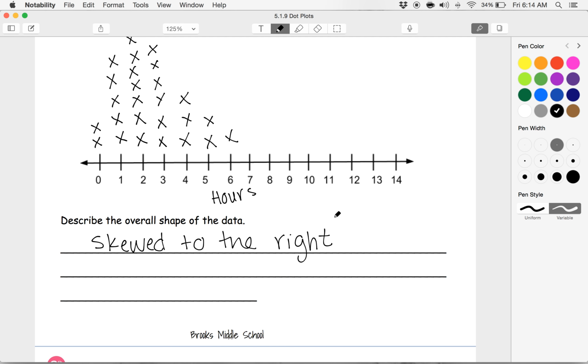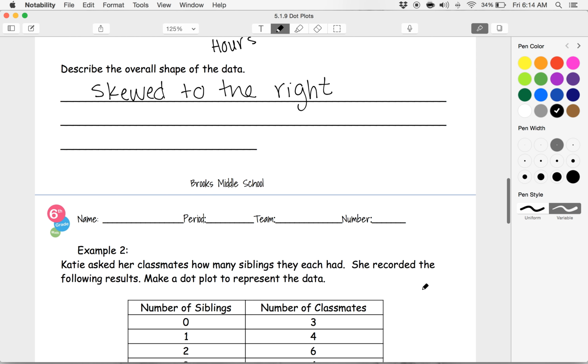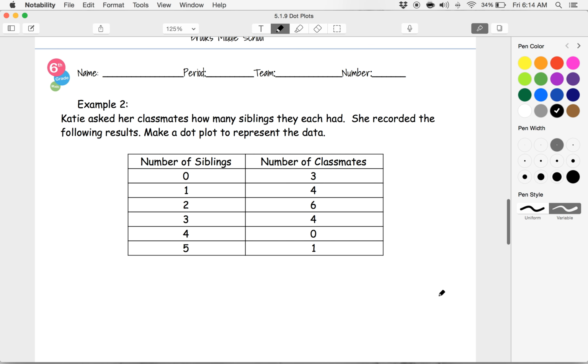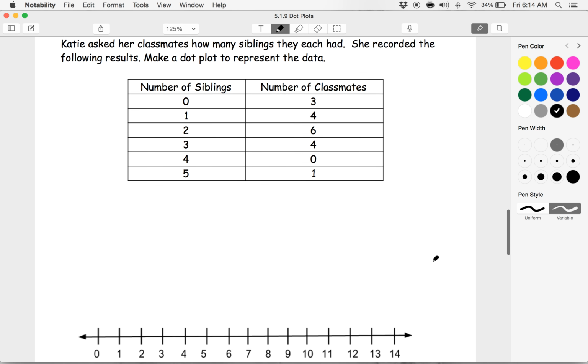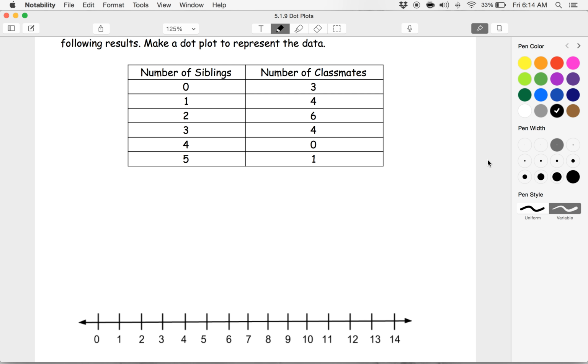And that's example 1. So now that we've done that, we're going to keep on going and do the same thing for example 2. But sometimes our data is going to look a little bit different because it's not all in one list. It could be in a chart.